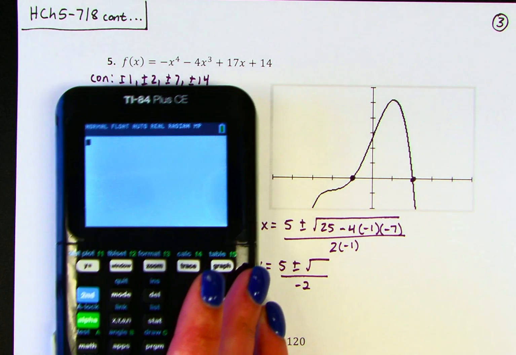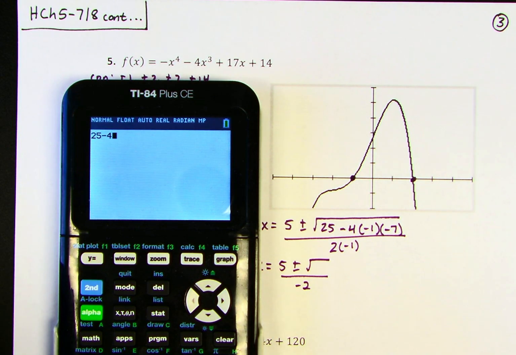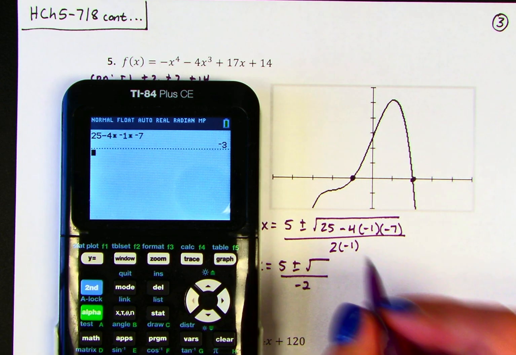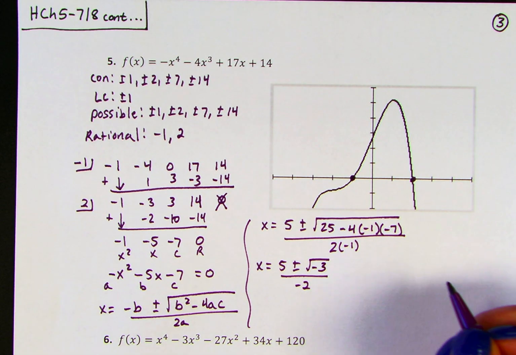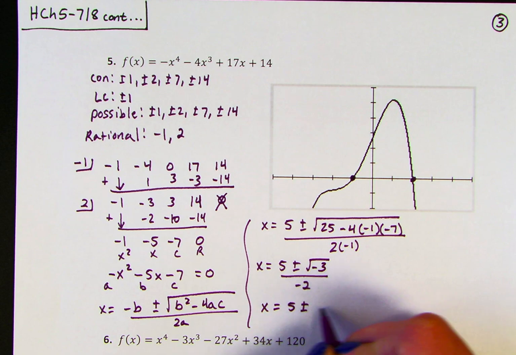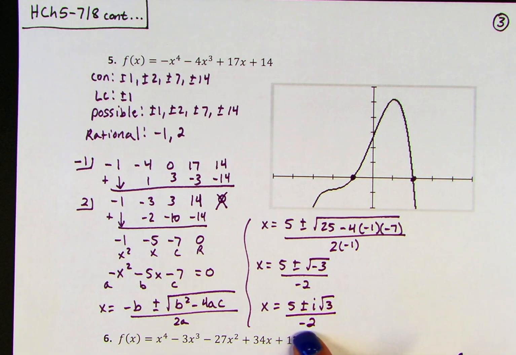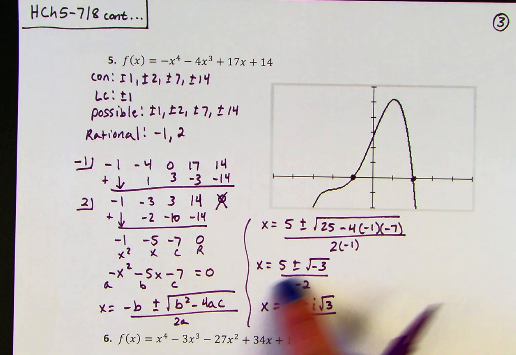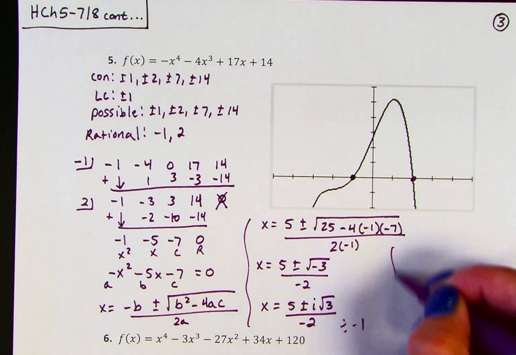So again, at this point, I'm just simplifying this, so I'm typing that all in. So 25 minus 4 times -1 times -7, so -3. Okay, so because of that negative, that's going to give me the i. So this will be 5 plus and minus i square root of 3 over -2. And remember, we don't want the negative in the denominator, so I'm just dividing everything by -1 to force that to become a positive.